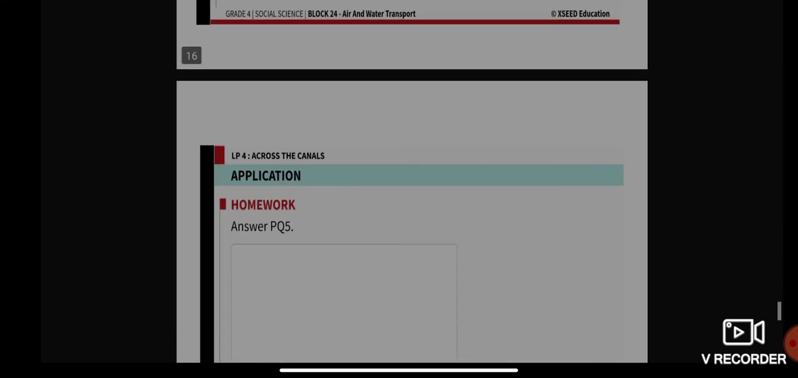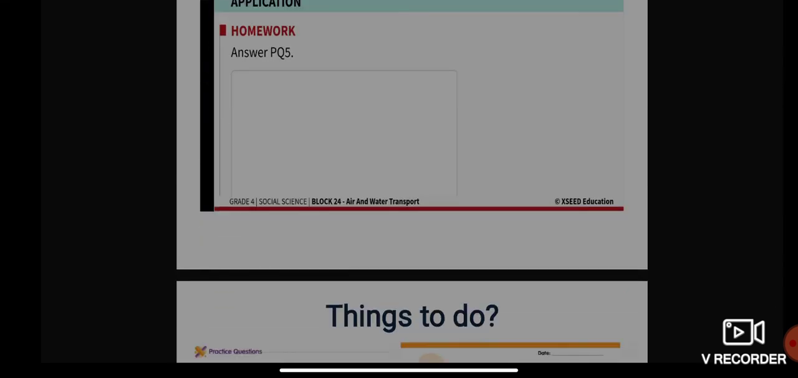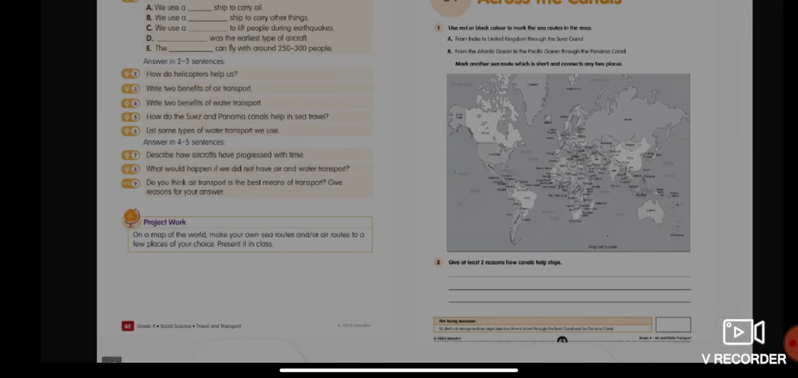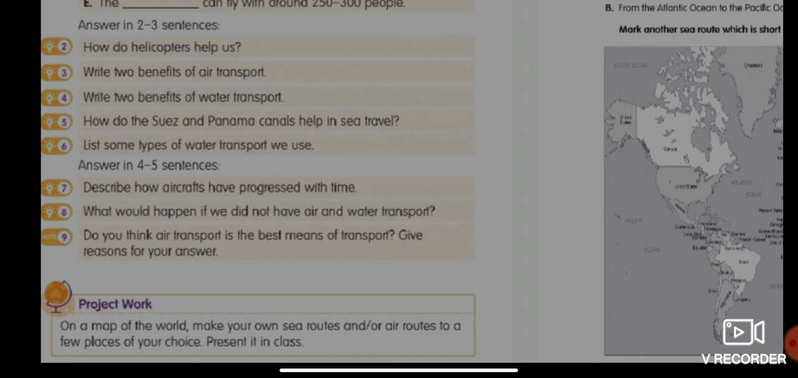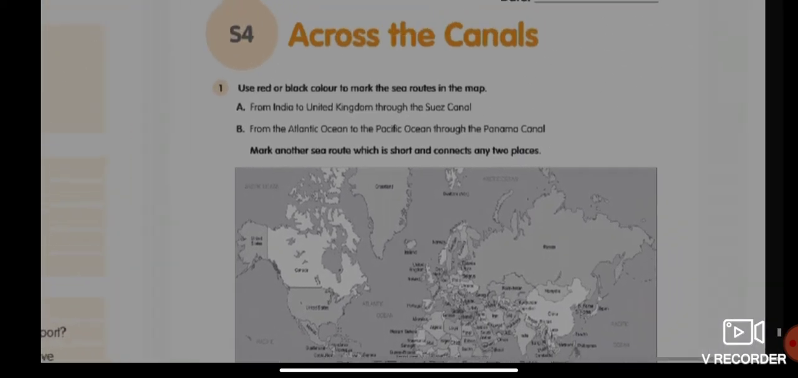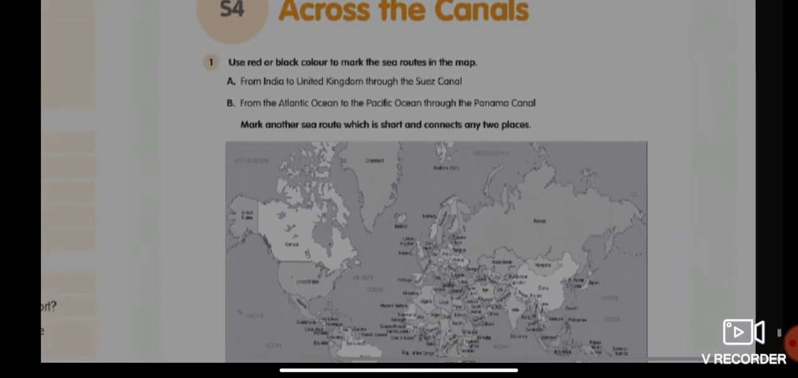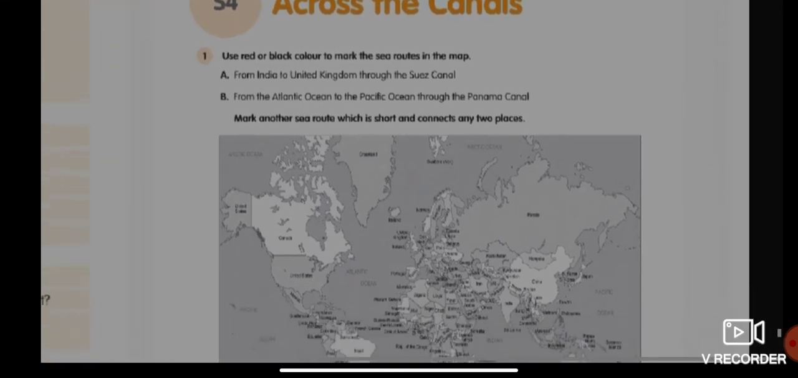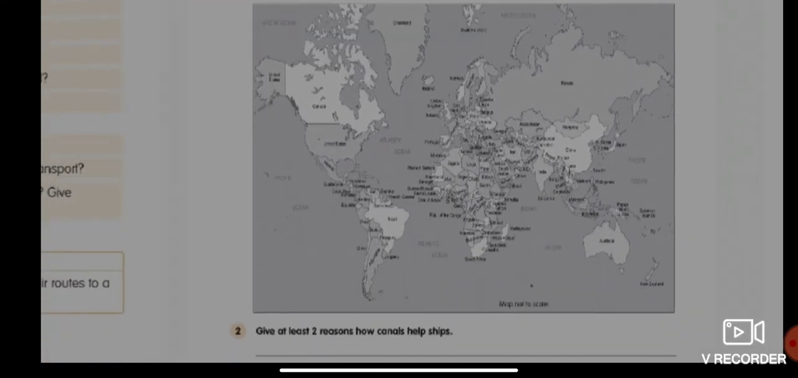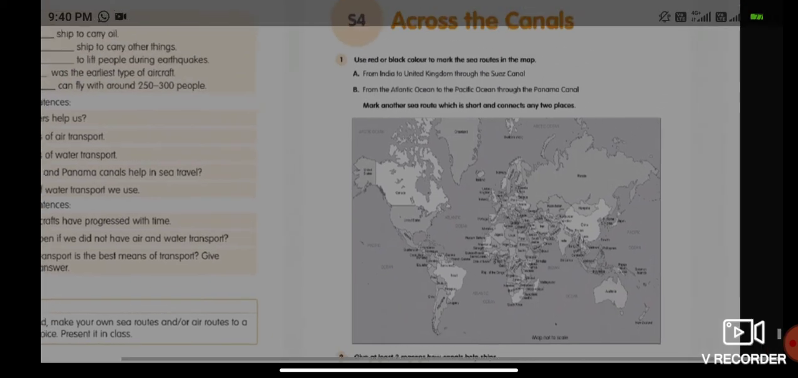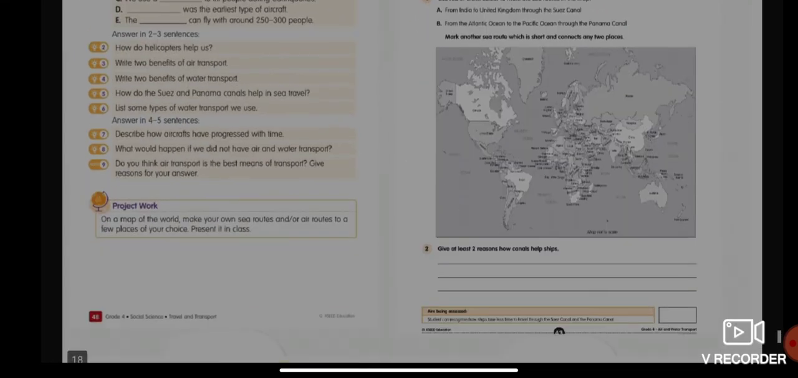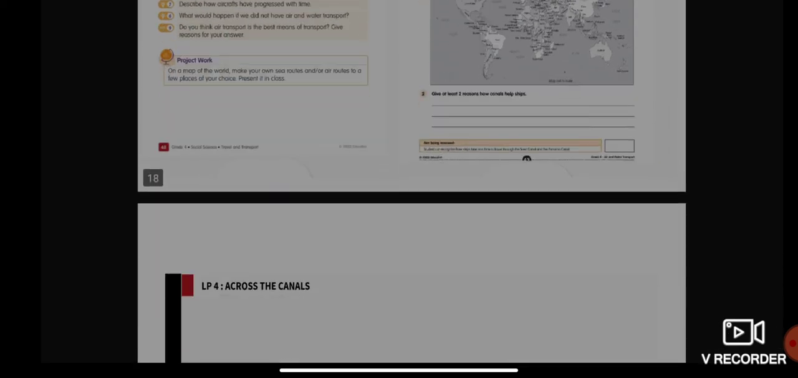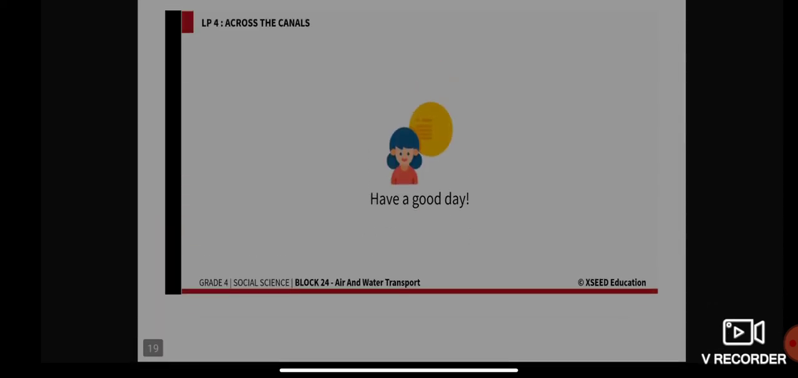So for today, you have to complete your practice question number 5. Practice question number 5 is: how do the Suez and Panama Canal help in sea travel? You have to complete your worksheet. Here is the world map given, so accordingly you have to see. Read the instructions carefully and then do the necessary work by yourself. So that's it, and have a good day.